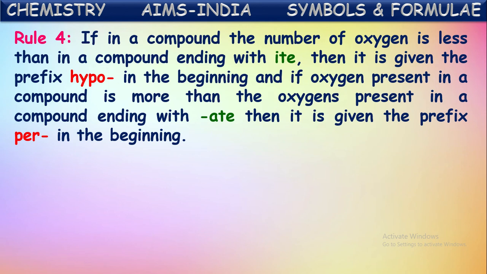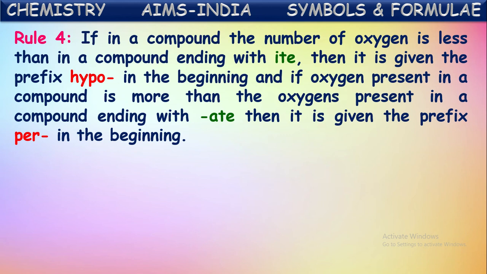Okay, beginning of the compound's name. So just now we have seen how to write the compound's name ending in "ate" and "ite." If in a compound the number of oxygens is less than in the compound ending with "ite," then the name of the compound will be prefixed with hypo.